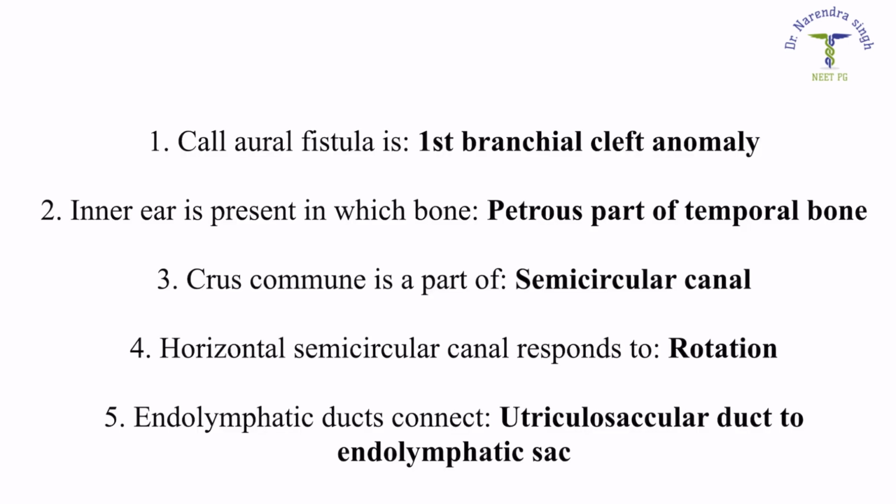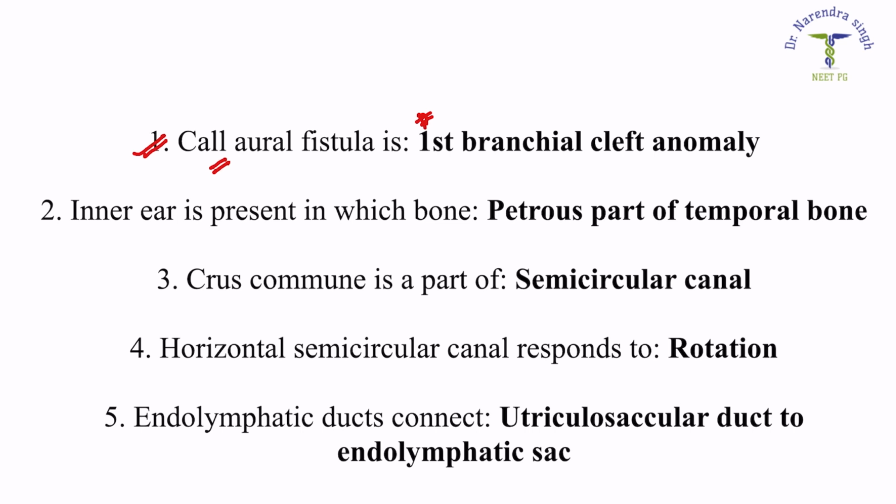Today, our first question says, call oral fistula is. It is very rarely asked, but is a very important question as a part of ENT associated with the embryological anomalies: it is the first brachial cleft anomaly. It is related to the first brachial cleft. This is the anterior most part of the first brachial cleft which connects the external auditory canal to the neck. It persists even after birth.